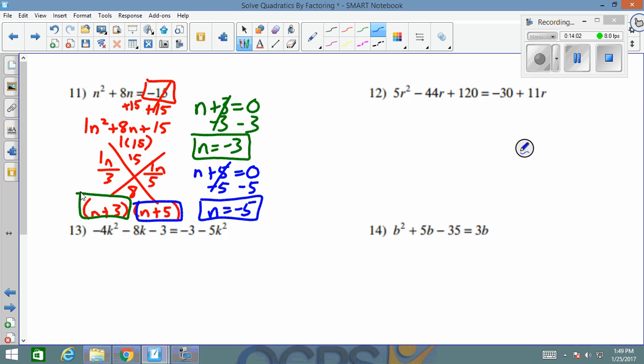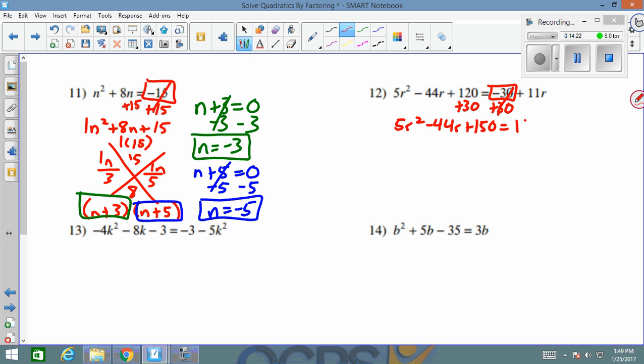Alright, next one. Same thing. Okay, but we got to do it kind of in stages. So we're going to take this 30, we're going to add that first. So that's going to be plus 30. It's going to be added to the 120 because that's the like term. So it's 5r squared minus 44r plus 150.